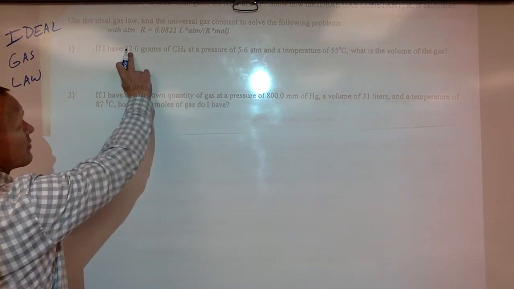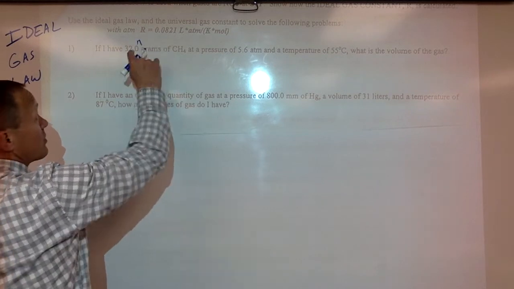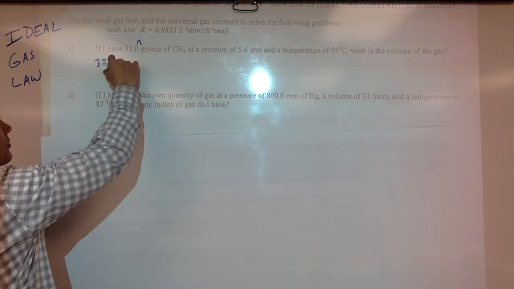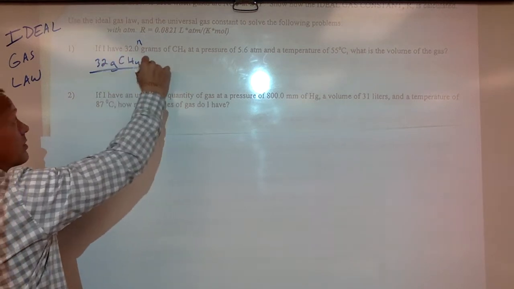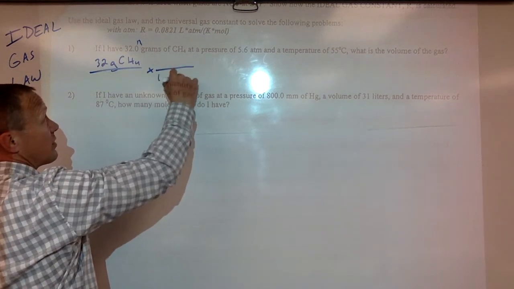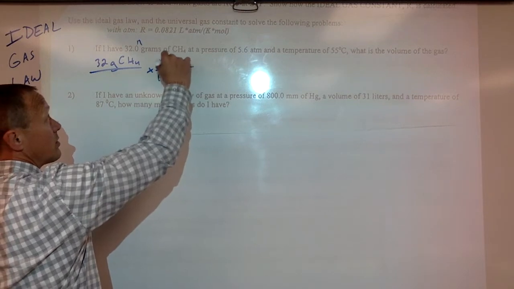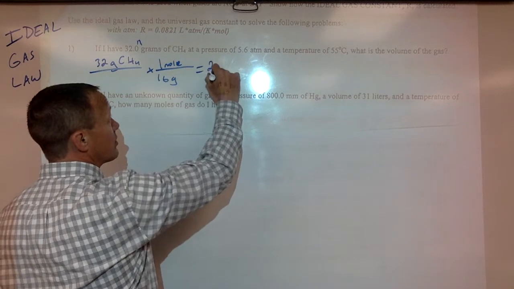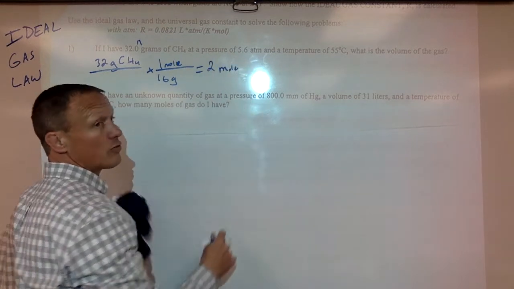You have 32 grams of CH4. Okay, we're going to need to turn that into moles. That's not moles, it's in grams. So let's do that right now. 32 grams CH4. For CH4, 16 grams is a mole. That gives us 2 moles.